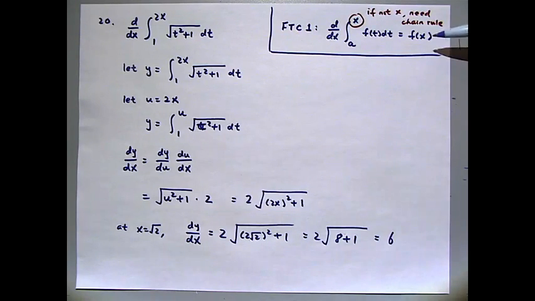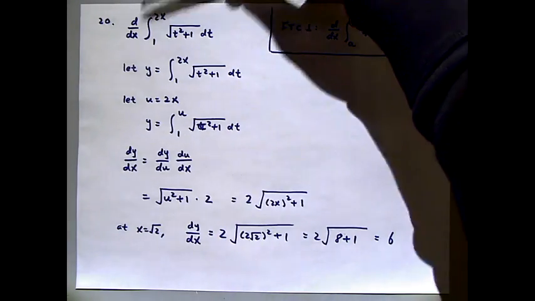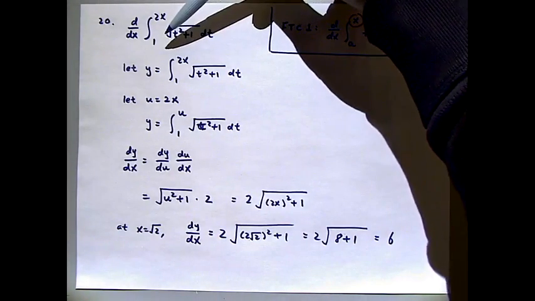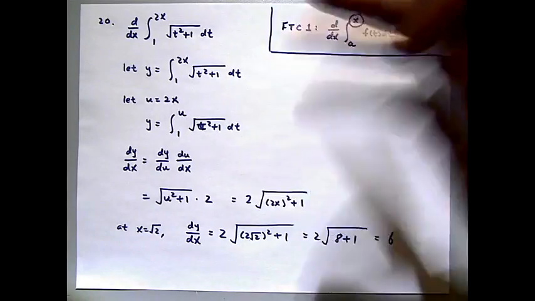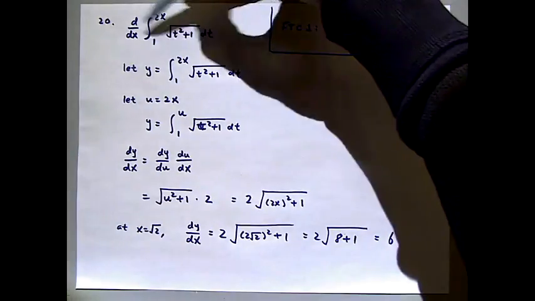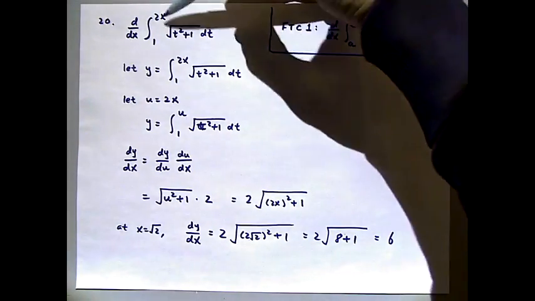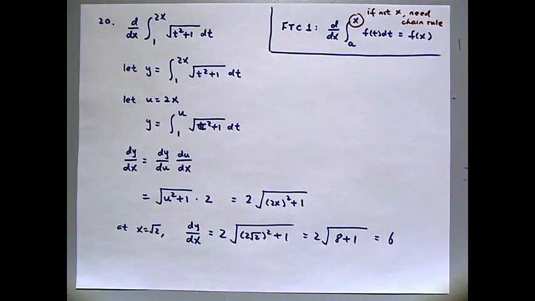Okay, so you have to know this, and you have to know what happens when the variable is not just an x, but something more than just an x. You also have to know what happens if the variable part is at the bottom. In that case, you're going to swap the limits first. Flip the sign. Yeah, that's right. And then you can apply FTC1 potentially with chain rule.